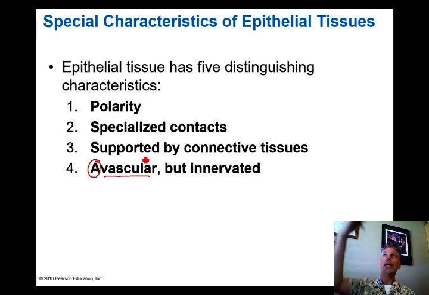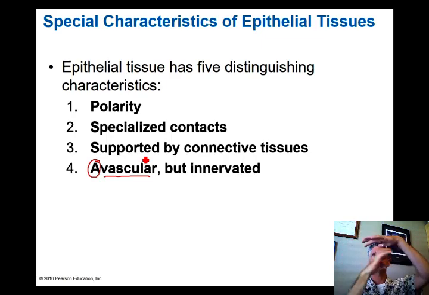So they rely on blood vessels right underneath them, and then nutrients and oxygen and water will diffuse from those blood vessels. So, but we don't have blood vessels going into the epithelial tissue itself, but they are innervated. Like we said, we need to be able to sense right at the very edge of things, so we do have nerves and receptors going to it.